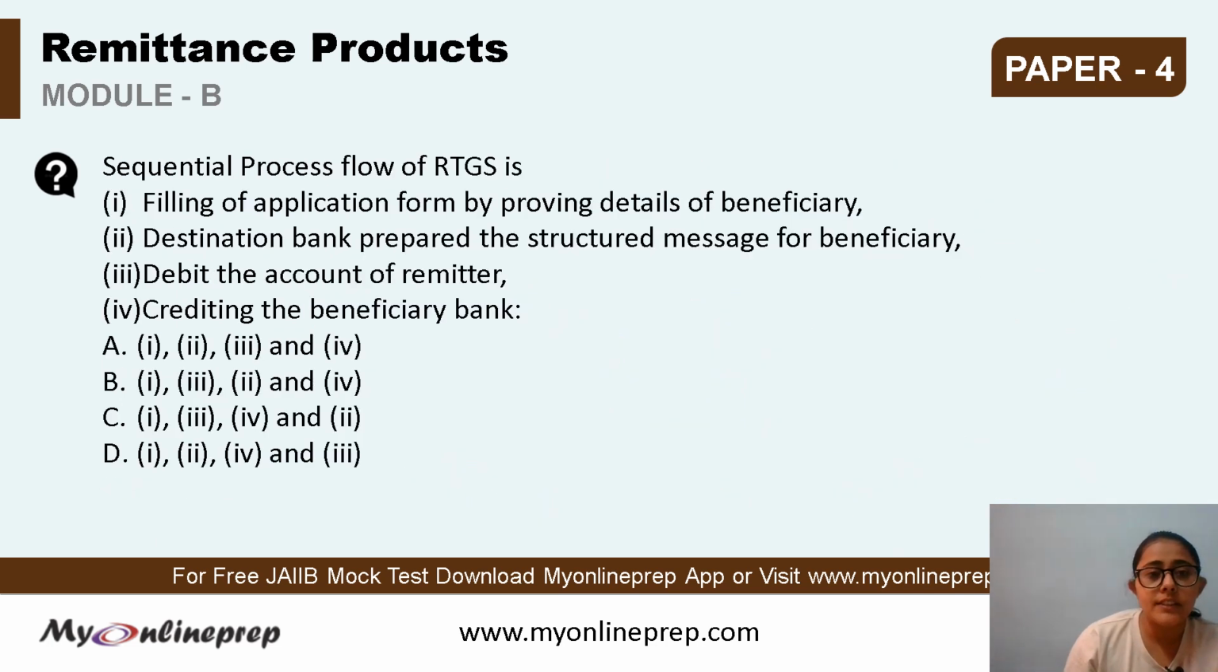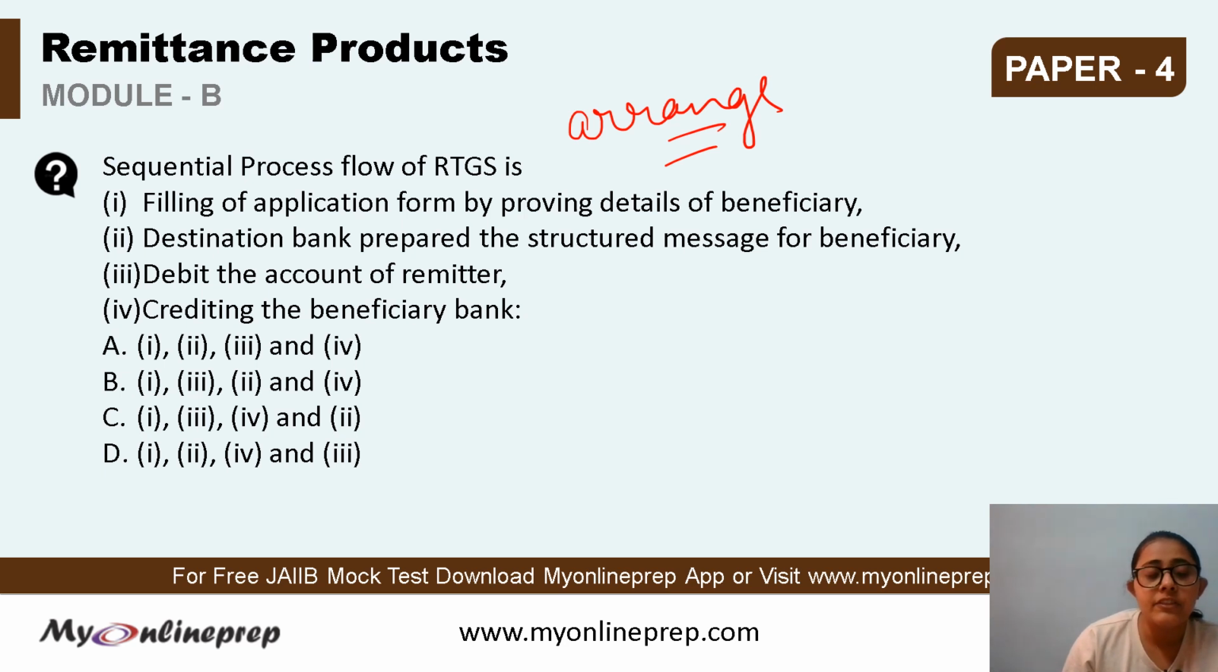The question is asking us about the sequential process flow of RTGS. Here it is again a statement question. You need to read the statements and then arrange them in the correct order of the process. So let us see the statements. Actually, इस question को solve करने का तरीका क्या होता है? We need to see the options and use the elimination method.